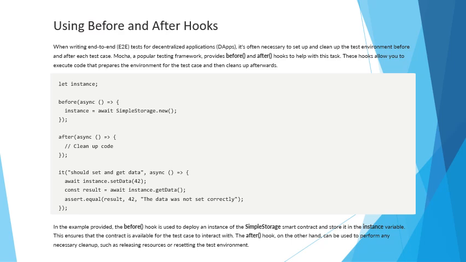In this example, the before hook is used to deploy an instance of the simple storage smart contract and store it in the instance variable. This ensures that the contract is available for the test case to interact with. The after hook, on the other hand, can be used to perform any necessary cleanup, such as releasing resources or resetting the test environment.